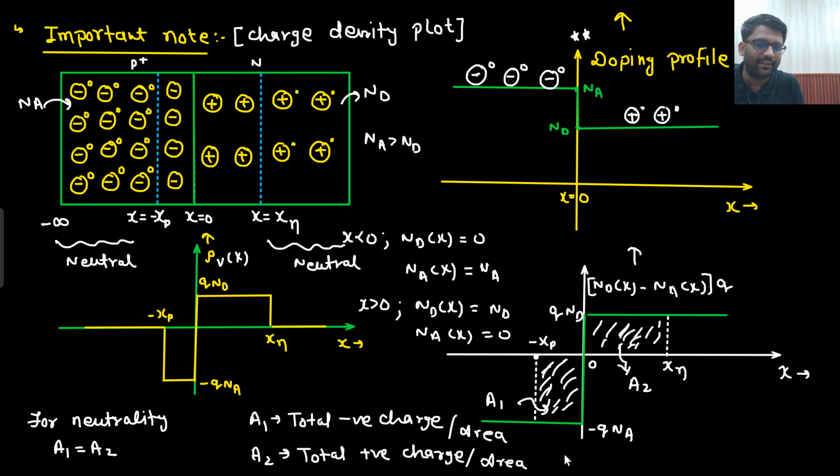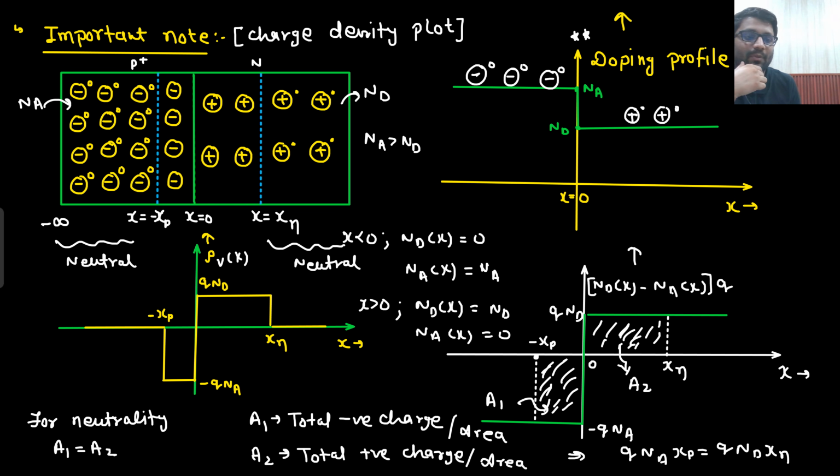Basically from here what I will get to know is that q Na Xp is equal to q Nd Xn. So if I am given the value of Na and Nd, then I will be able to comment on the value of Xp and Xn as well. Is that understandable to you? All these things I already know, but I am taking a simple example to solve some complex problems.